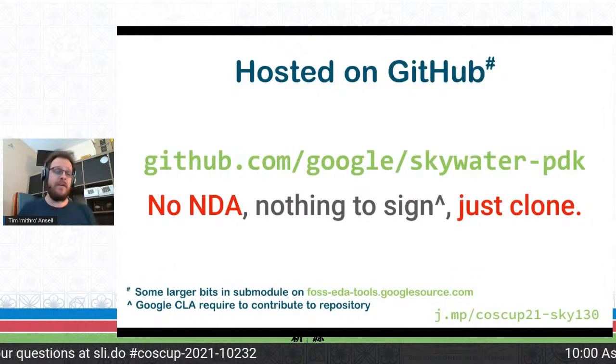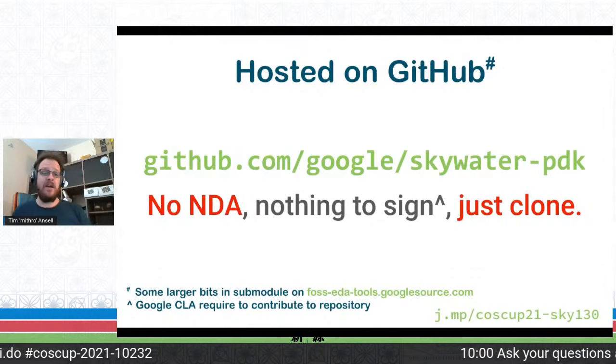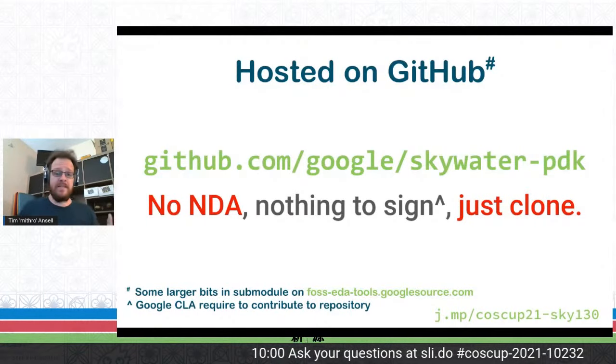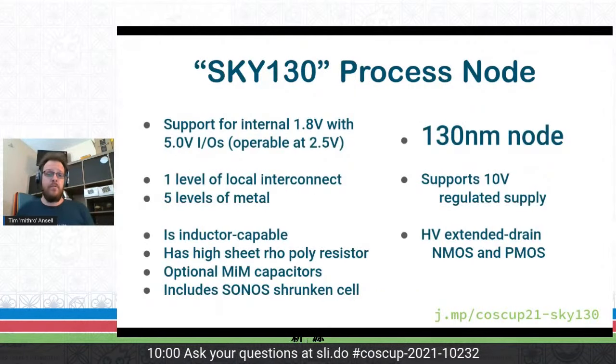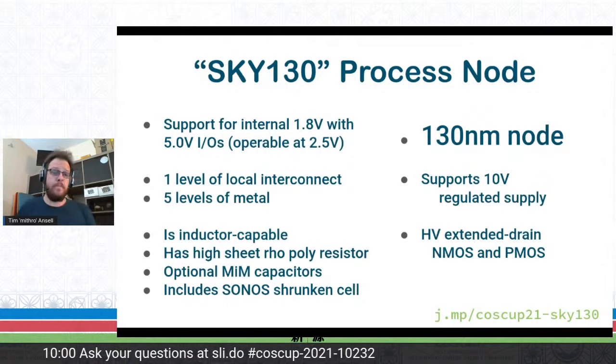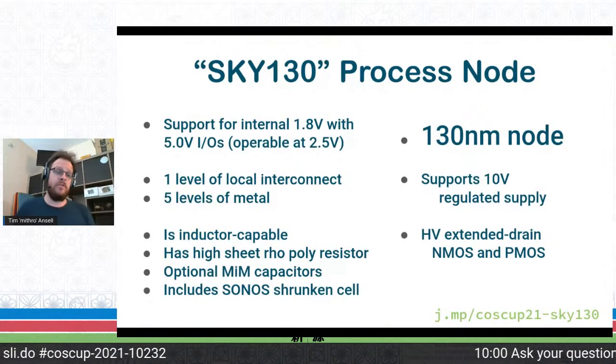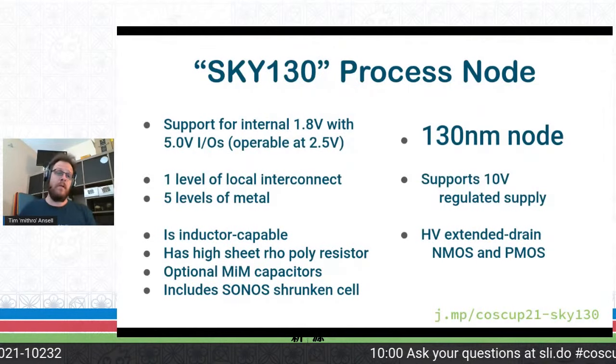Just like any software, there's no NDA to sign. You just go and clone the repo. And so what is in this PDK? Well, it's a 130 nanometer node. It supports internal 1.8 volts voltage with 5 volt I/O.